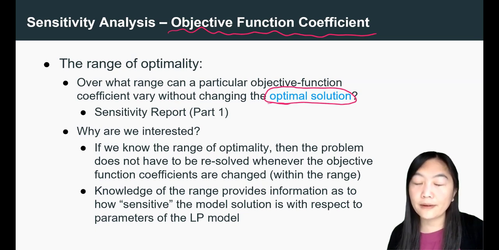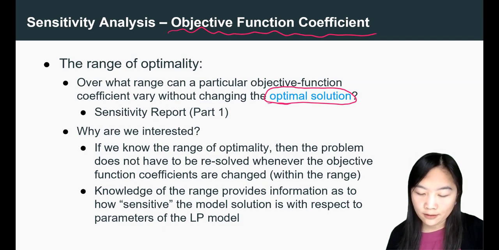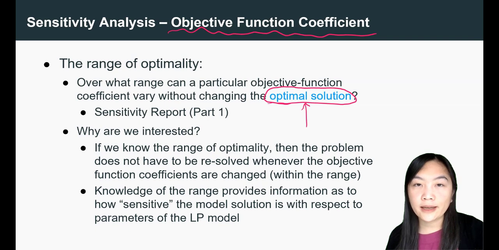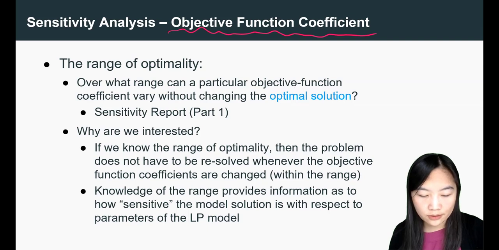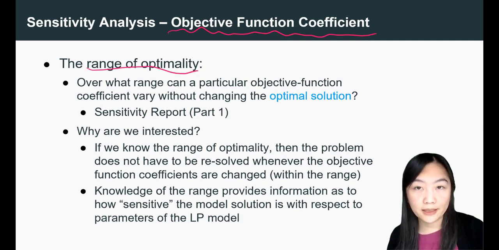So again, be very careful. The optimal solution means the value of the decision variables. It doesn't mean the objective function value, which sometimes could be profit, other times could be cost. So it is not about that. The range of optimality can tell you if the decision variables will change. It cannot tell you whether the objective function value will change or not. So be careful about this range of optimality. It is about the optimal solution.